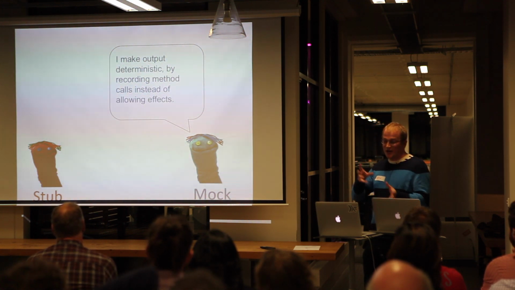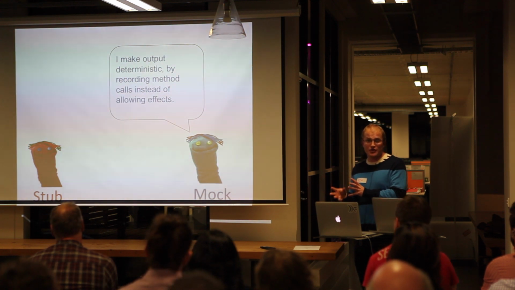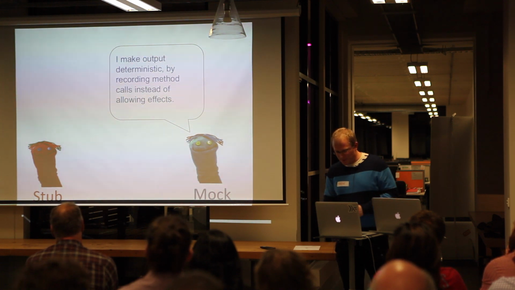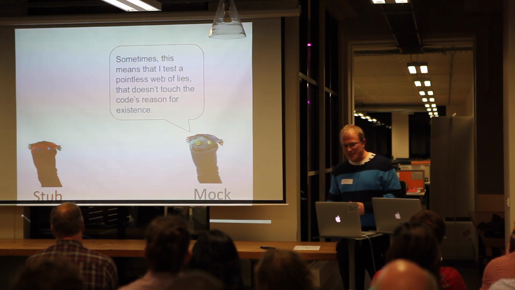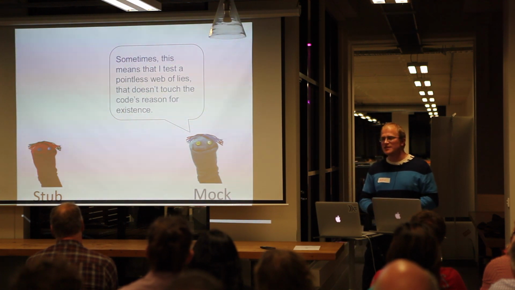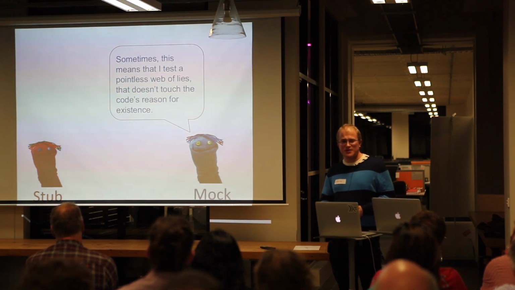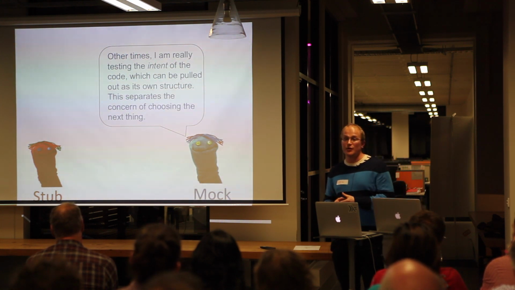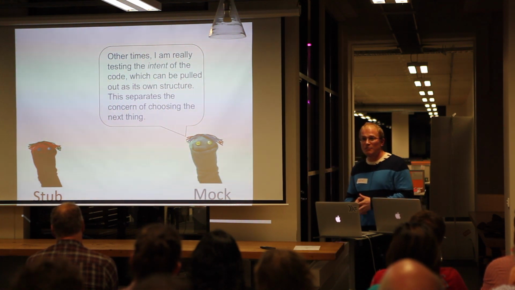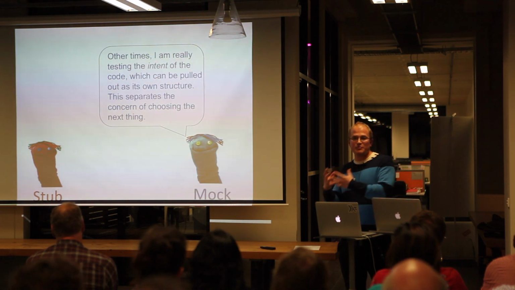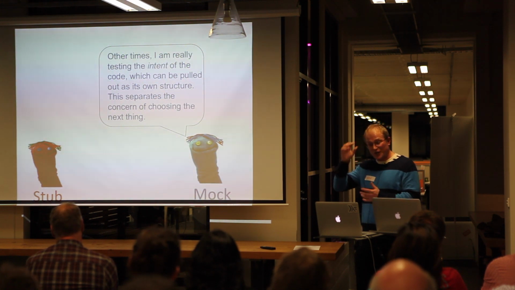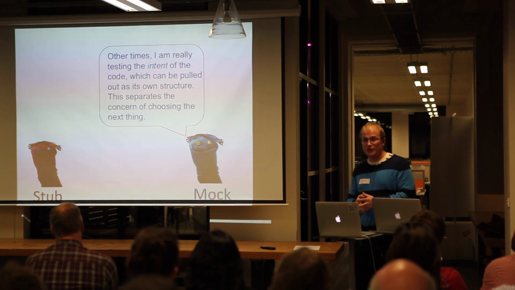Mocks essentially make the output deterministic so that you can detect the effect of your code without actually running effects. But that sometimes means that all you're testing is this pointless web of lies that doesn't even get close to what the code is really about. Other times, the mocks test the intent of the code, and that's okay, but we can write the code so that it directly expresses the intent as a structure. We don't have to couple that expression of the intent with the execution of it.